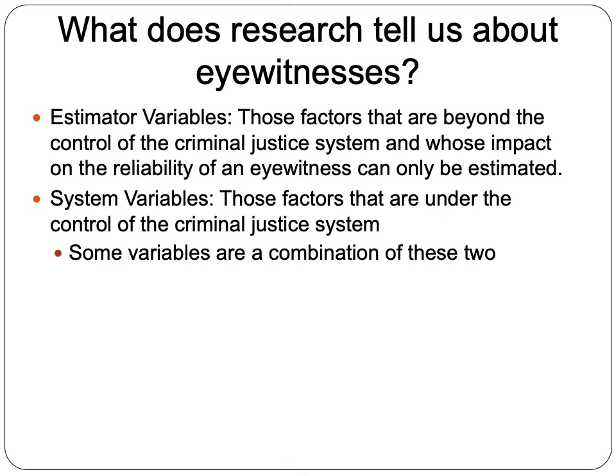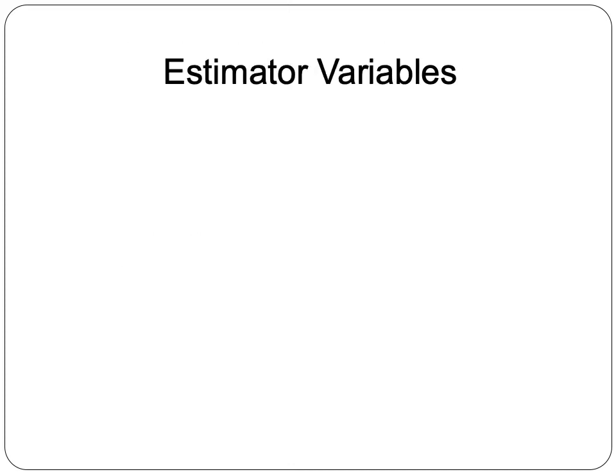System variables, on the other hand, are factors that are under the control of the criminal justice system and that we can actually do something about. Now, some variables are a combination of these 2, but the vast majority fall into one or the other. So, let's start with estimator variables. What are some examples of estimator variables? Witness inattention, right? If my wife gets very, very distracted, I could be mid-sentence with her and she'll just start talking about some completely different topic because she stopped listening to me.